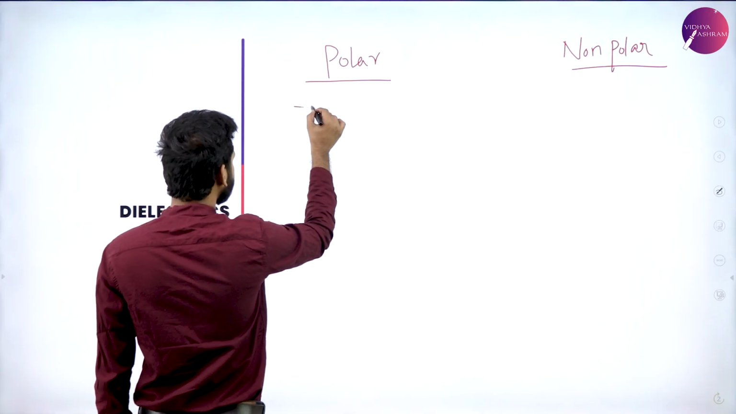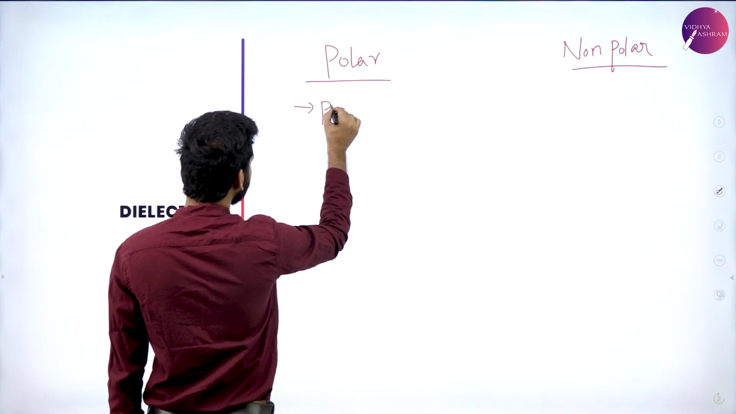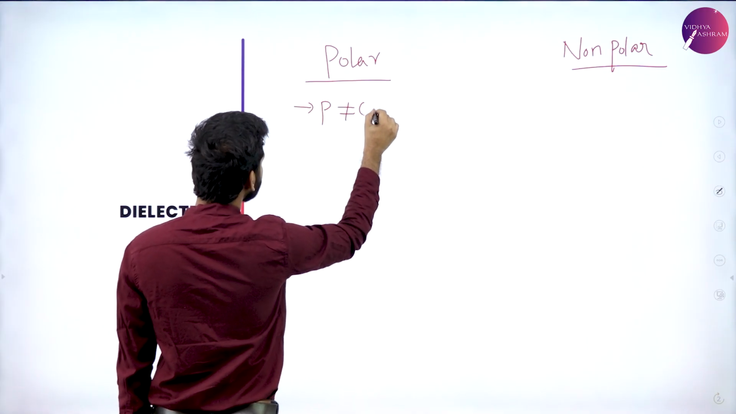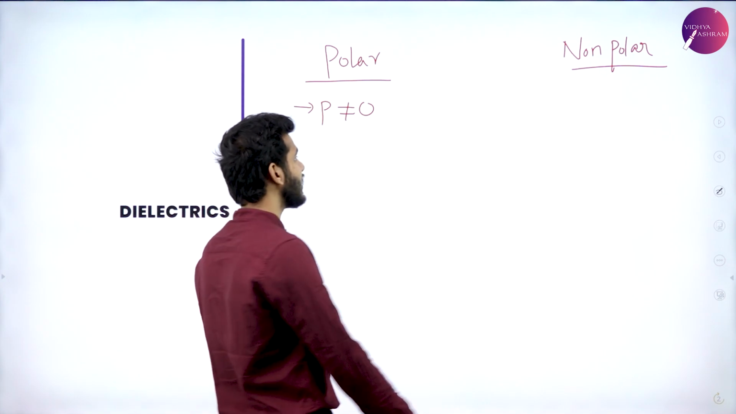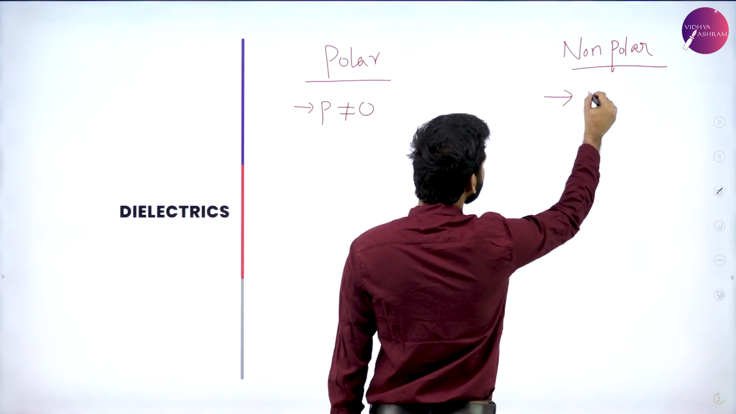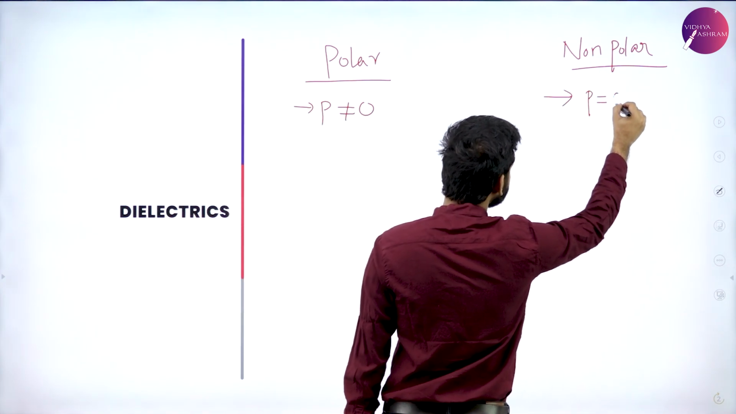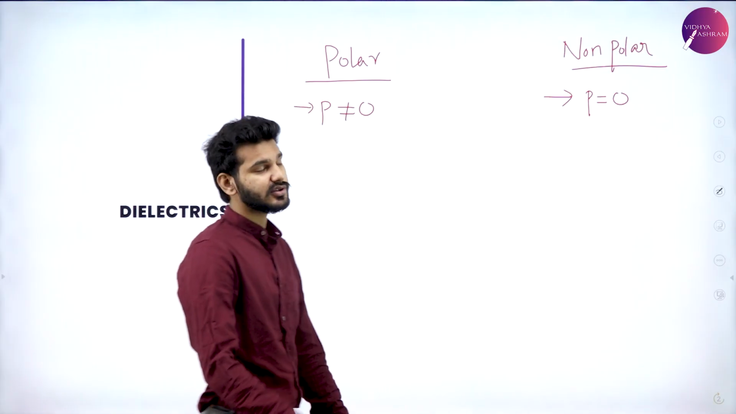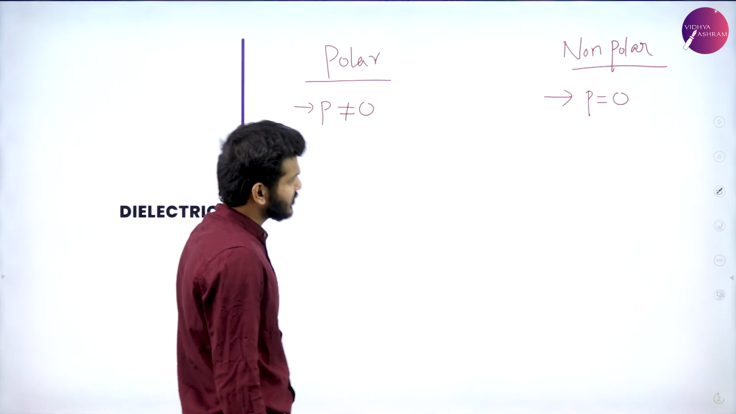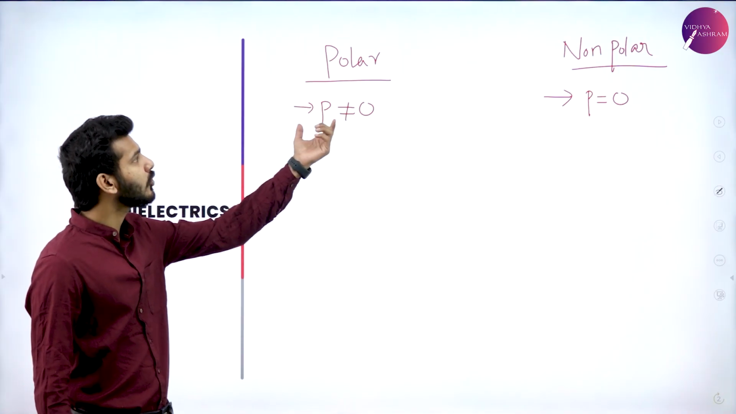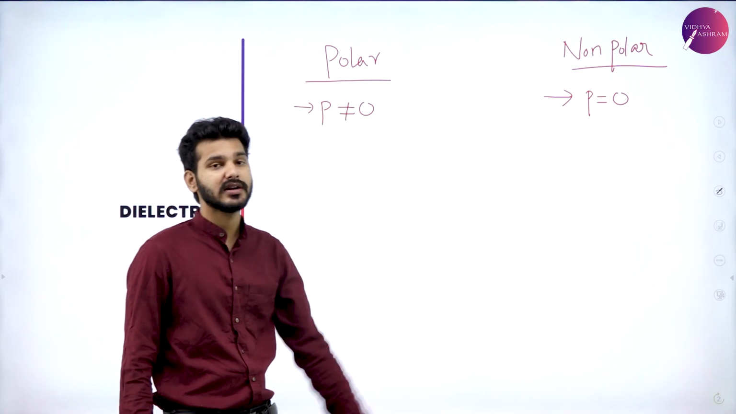For a polar dielectric, we can say that the dipole moment is not equal to zero because their charge centers do not coincide with each other. And for a non-polar dielectric, we can say that the charge centers coincide with each other, so the net dipole moment will be equal to 0. So what are the examples for a polar dielectric and non-polar dielectric?